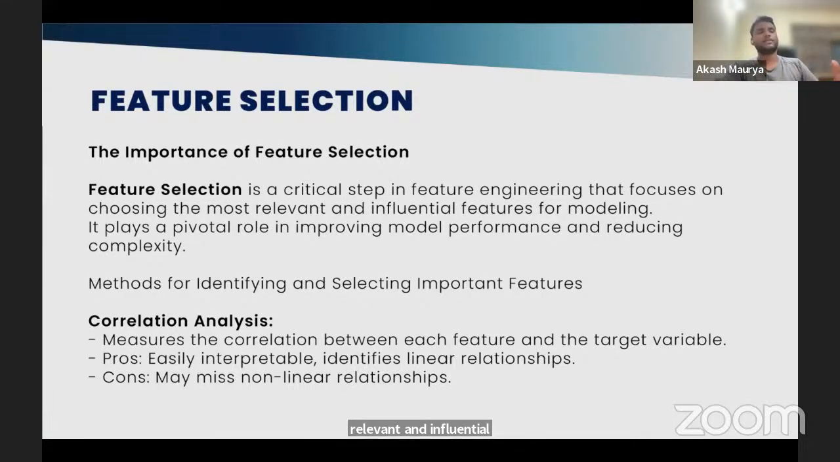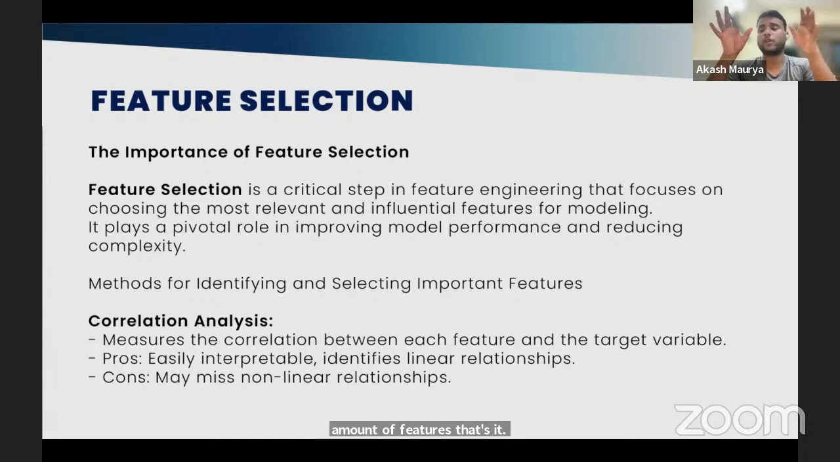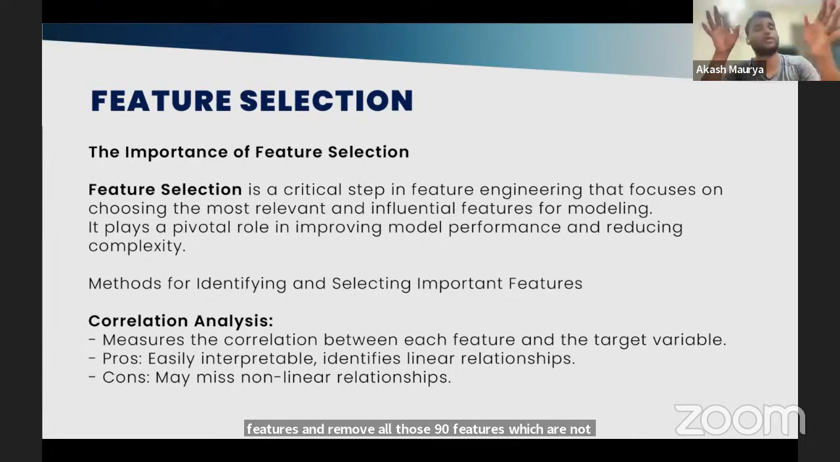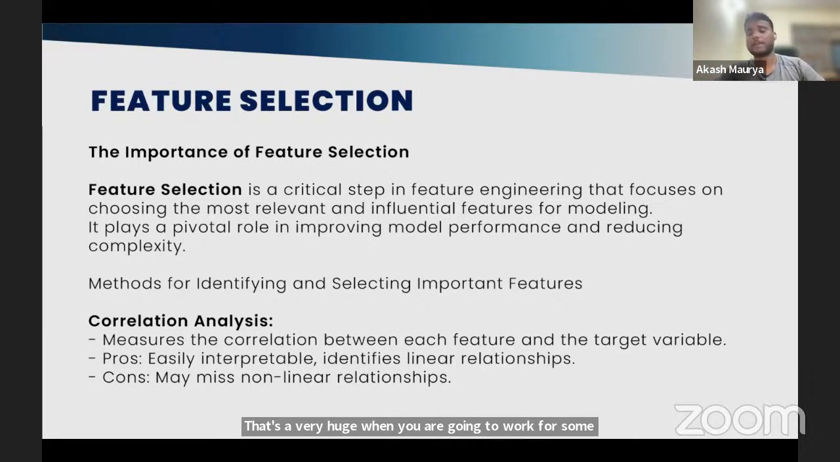For example, let's say I have 100 different features in the data, but I see there are maybe 5 to 10 features which give us a huge amount of variance, let's say 99% of the variance. So we should focus on those 10 features and remove the other 90 features which are not contributing even 0.1% of the variance. That will be very good. But we do it only one way, because 0.1% of variance is not very small. That's very huge when you are working on very crucial models.